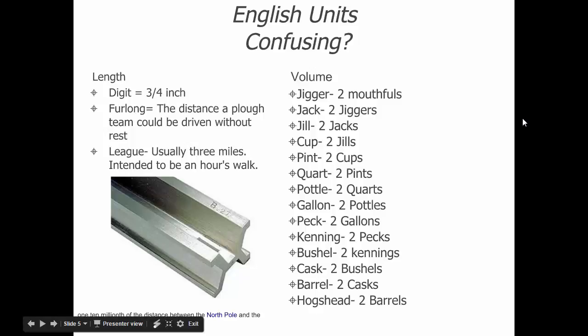Now most of these, where do these units originally come from? Like furlong or yard? Many of them come from agriculture or commerce, and they're very old, hundreds and hundreds of years old. For example, a furlong is the distance a plow team could be driven without rest. So it has an agricultural origin.